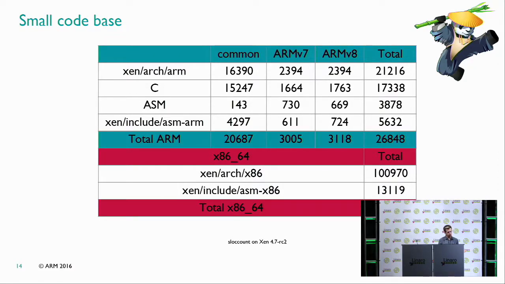So smaller ports, which means a smaller code base. This is a SLOC count of the previous release, Xen 4.7, which was released in June. As you can see, the ARM port is around 25,000 lines of code. The x86 port on the other side is above 100,000 lines of code. So it's very small. It's like 1/5 of the x86 port.